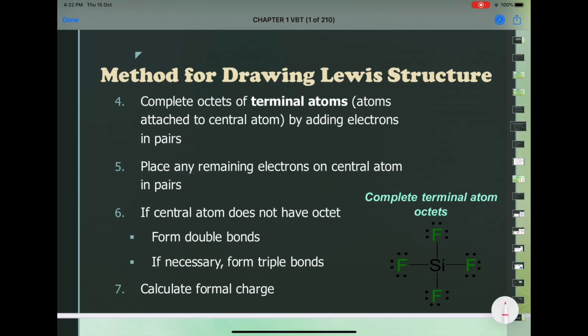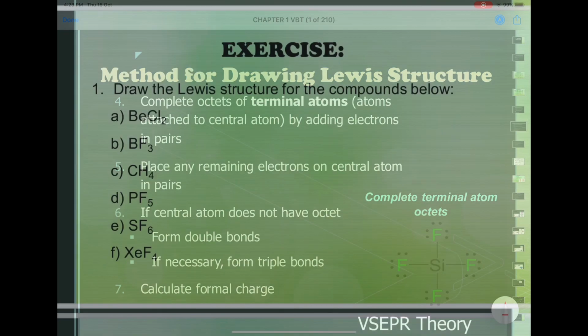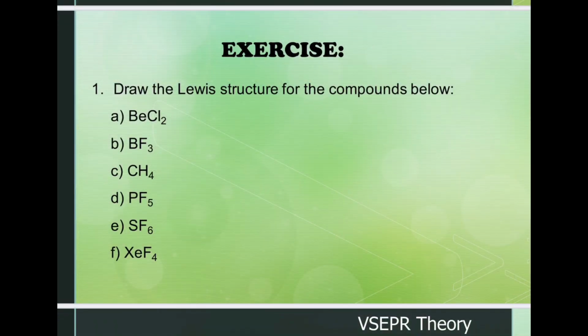Number 4, complete the octets of terminal atoms, the atoms attached to the central atom, by adding electrons in pairs. Place any remaining electrons on the central atom in pairs. If the central atom does not have an octet, form double bonds. If necessary, form triple bonds. And the last step, calculate the formal charge. This is the completed terminal atoms, so this is the octet for silicon and also for fluorine. Try this exercise.